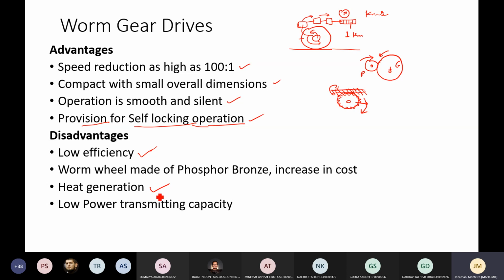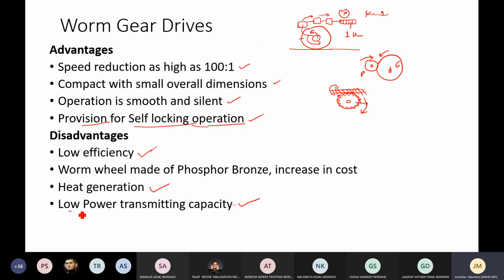That is why, because of these aspects, you have low power transmitting capacity. Okay, low power transmitting capacity. See, we are not saying here that it is low torque. It would be highly incorrect to say it is low torque. It is actually a very high torque. Why? Because you are putting in a minimum effort here and getting maximum output here. So torque wise it is still very high. There is no doubt about it, and there is no match for this worm and worm wheel drive when it comes to torque.